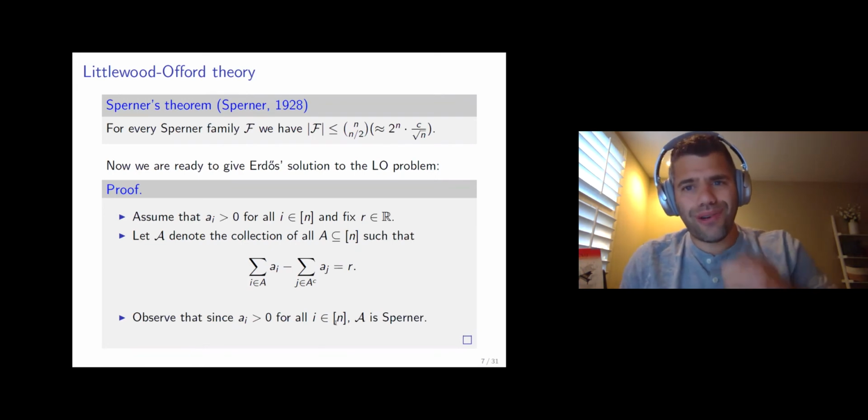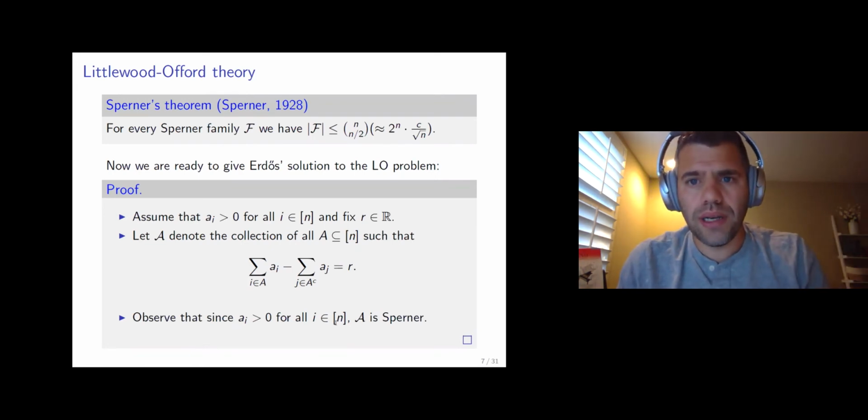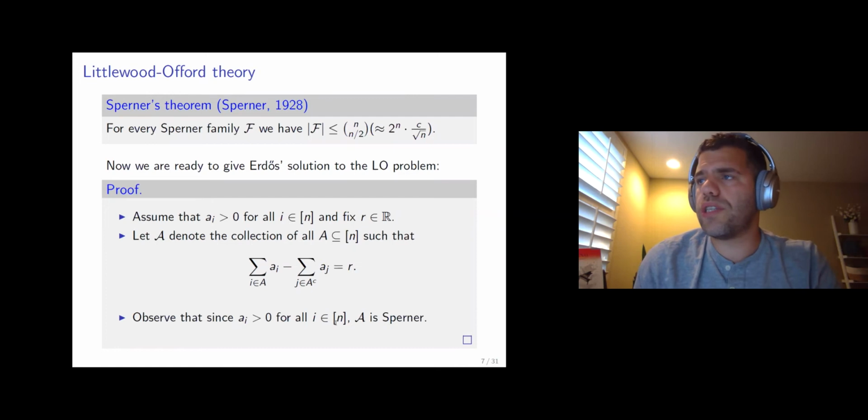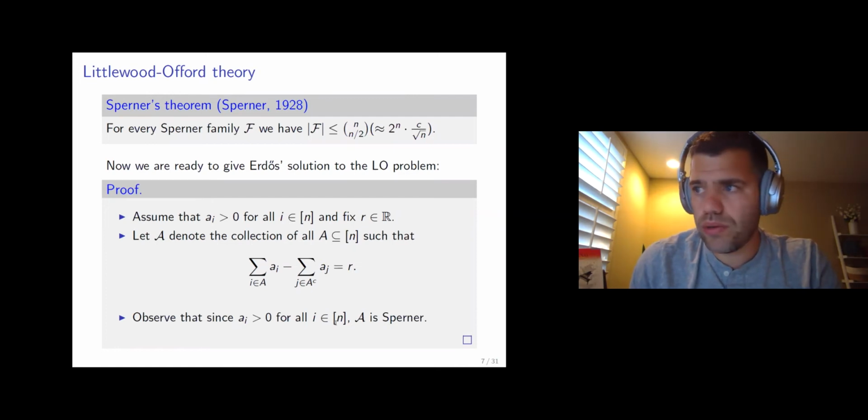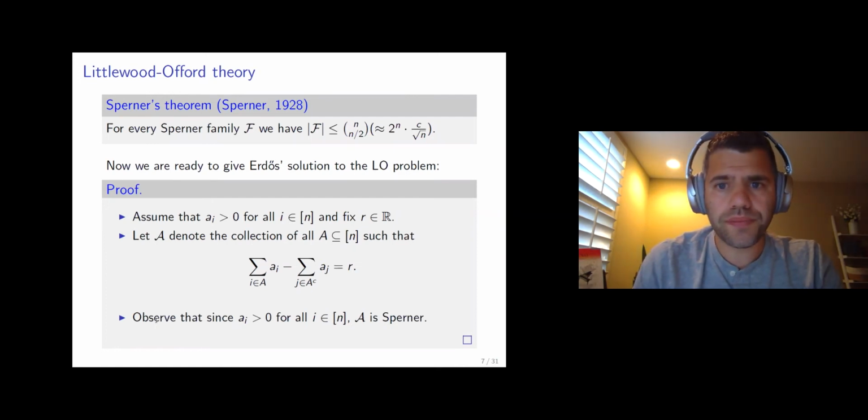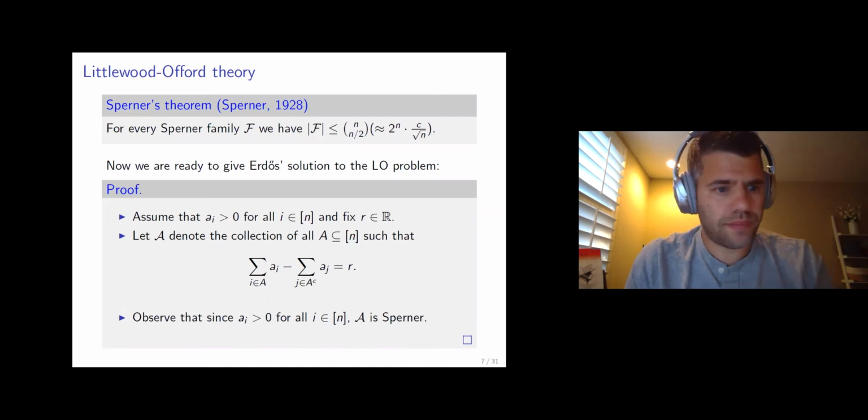And the probability for each such solution is 2 to the minus n. So we know that there are at most n choose n over 2 times 2 to the minus n many solutions. And this completes the proof. Any questions?